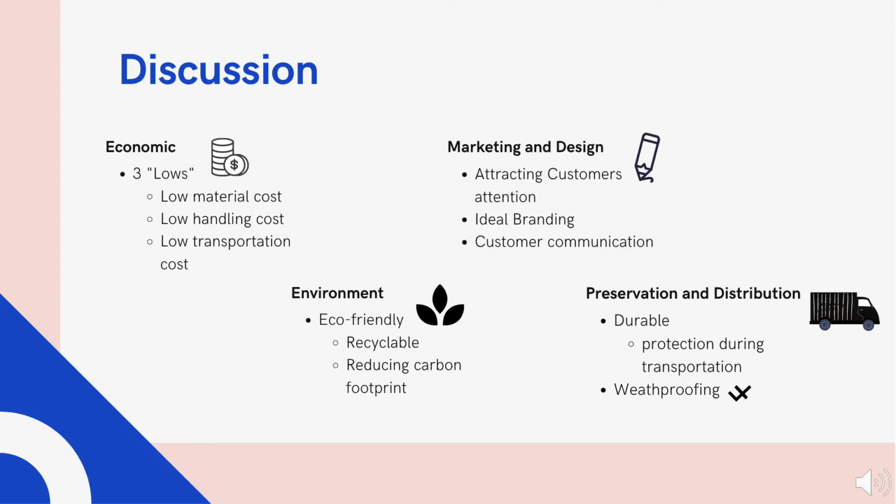For the discussion part, it was separated into 4 sectors: economics, environment, marketing and design, and lastly, preservation and distribution. For the economics part, there are 3 lows. The first one is low material cost, as corrugated fiberboard is relatively cheaper than other packaging materials, like plastic. Then, it is low in handling costs, because we've added the integrated perforation in the design, and after tearing it off, the boxes can be put directly on the shelf instead of the staff putting the milk out manually.